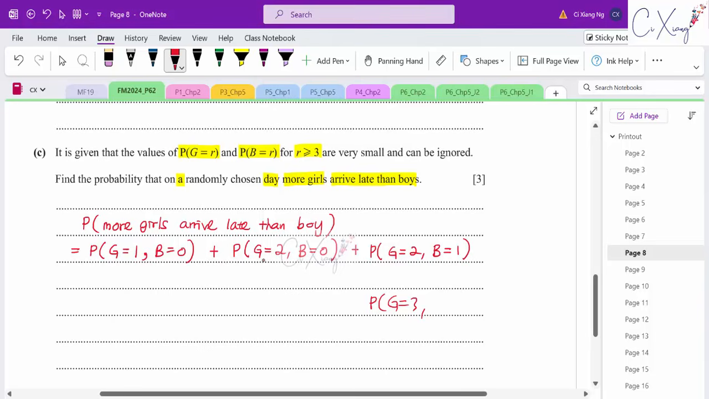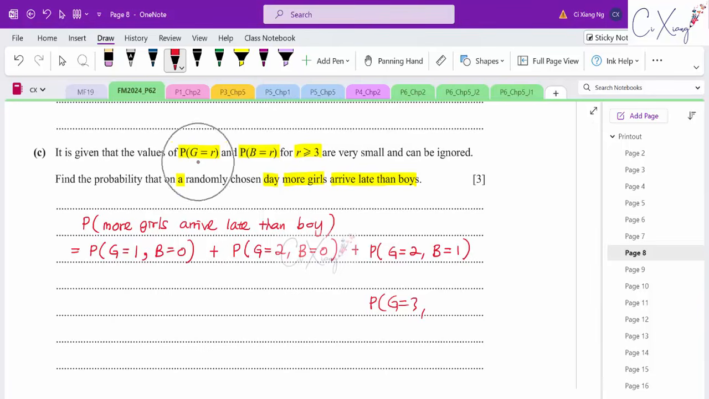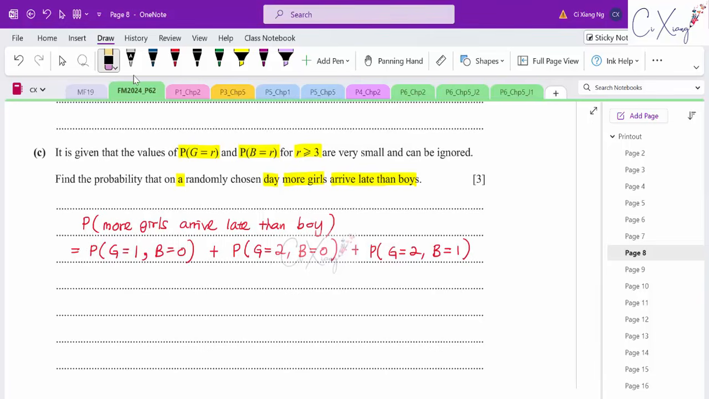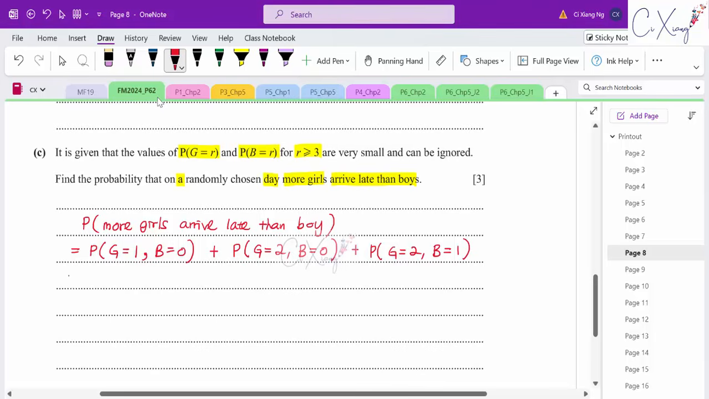Okay, but for G equals to 3, like what is mentioned in the question earlier, for any value G equals to 3, B equals to 3, G equals to 4, B equals to 4, and so on, the numbers are very small and we can ignore them. Therefore, we will stop at G equals to 2. We are not going to consider the value for G equals to 3 anymore. So these are the 3 possible cases that fulfill our question where more girls arrive later than the boy. And now you want to calculate the probability case by case.